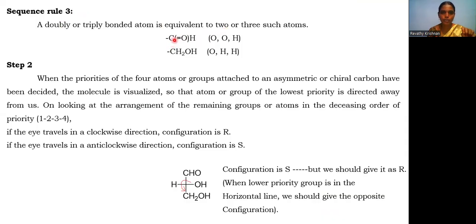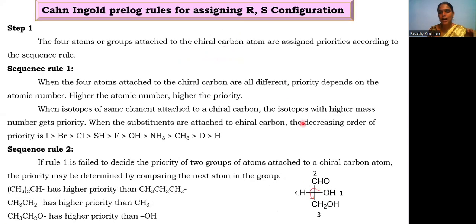In the aldehyde group CHO, the carbon is attached by a double bond to O, so it can be considered as two oxygen atoms. CH2OH is considered as O, H, H. So using this sequence rule, we assign priority number 2 to the aldehyde, priority 3 to the CH2OH, and priority 4 to hydrogen.